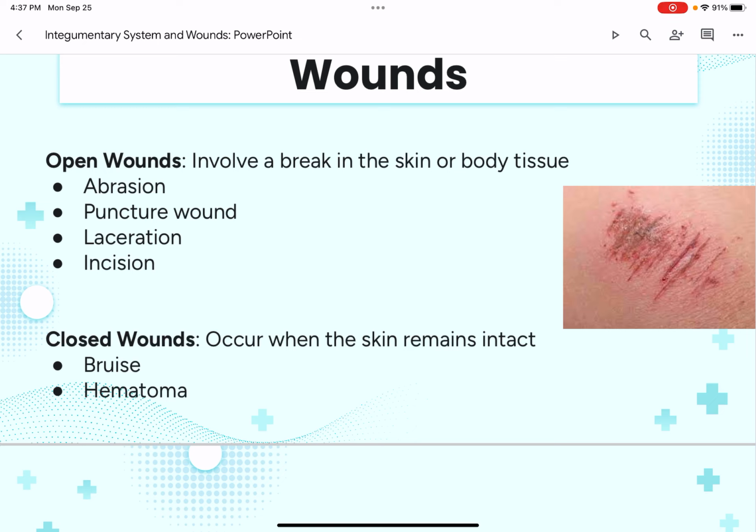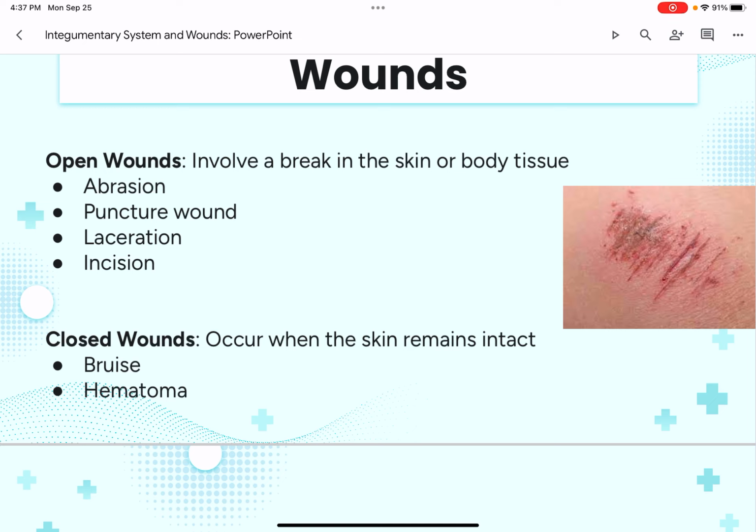With an abrasion, an area is damaged by scraping or wearing away of the skin. A puncture wound is a wound made by a pointed object. A laceration is a deep cut or tear in the skin. An incision is a surgical cut made in the skin.